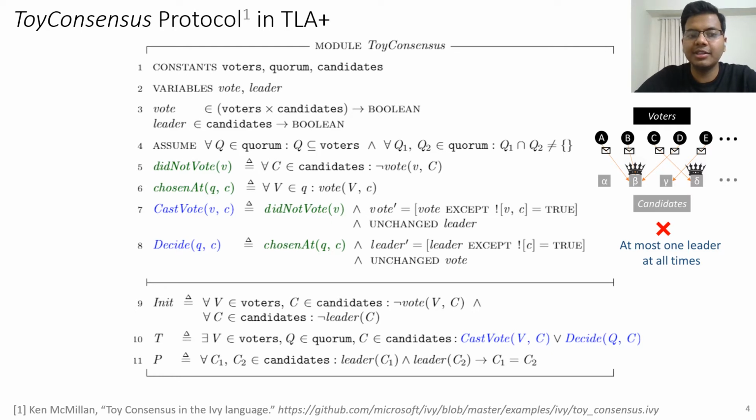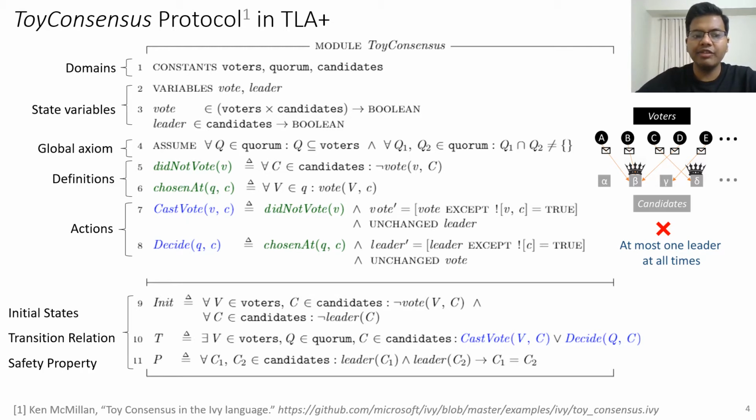Here is the TLA+ representation of a simple protocol called toy consensus, originally written by Ken McMillan. Here, a bunch of voters send votes to different candidates to elect a leader. And here we have two state variables, vote and leader. The main thing to note is that we have a state transition system. As we see at the bottom, we have the initial states and the transition relation formula, with the safety property defined as only a single candidate is chosen as the leader.